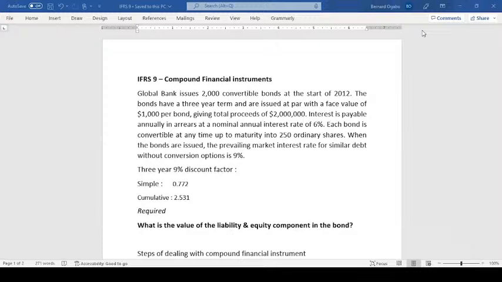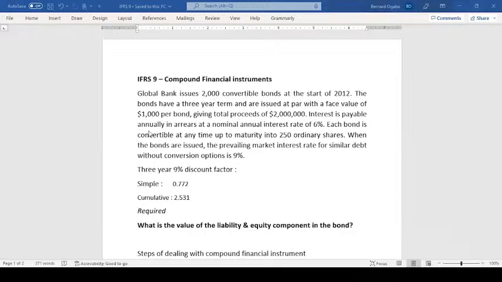Global Bank issues 2,000 convertible bonds at the start of 2012. The bonds have a 3-year term and are issued at par with a face value of 1,000 per bond, giving a total proceed of 2 million. It's not every exam or question where they'll give you the total proceed. Otherwise, if you've been told that bonds are 2,000 and the face value is 1,000 per bond, you multiply the par value by the number of bonds issued, and that gives the total or gross proceed.